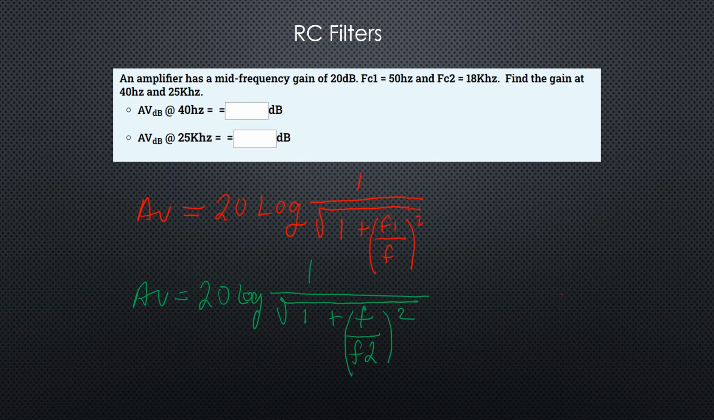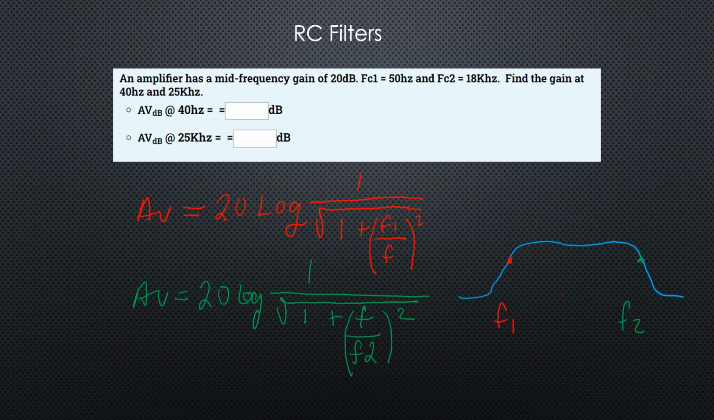Okay, so let me explain these formulas a little bit. So we've got a Bode plot, something like that. And right here, we have our F1, and right here we have F2. Or our frequency critical low, or our frequency critical high, or cutoff frequency low, cutoff frequency high, however you want to say it. But that is your F1 and F2.